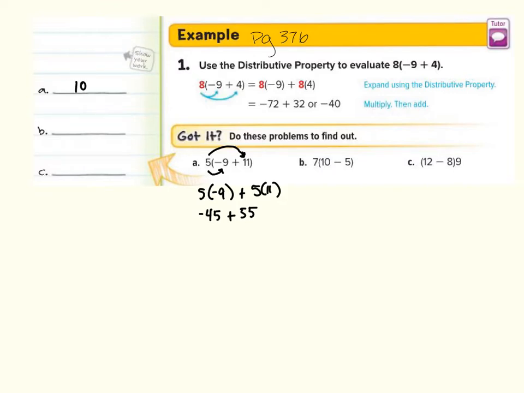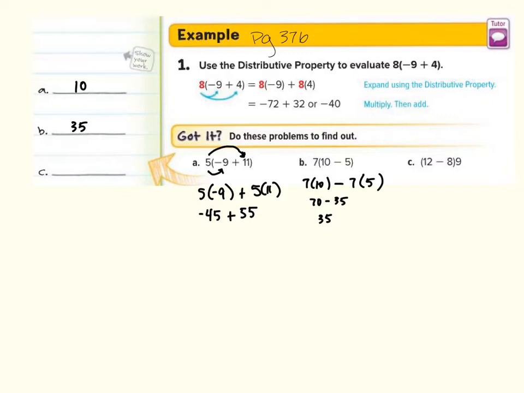Our factor outside the parentheses for B is 7. The two terms inside the parentheses are 10 and 5. So let's set it up. Here's our factor. The first term in the parentheses is 10. The second is 5. Multiply and then subtract. You should have gotten 35 as your answer.